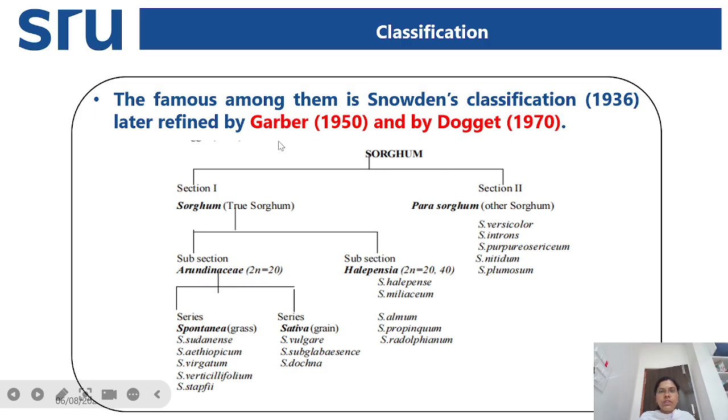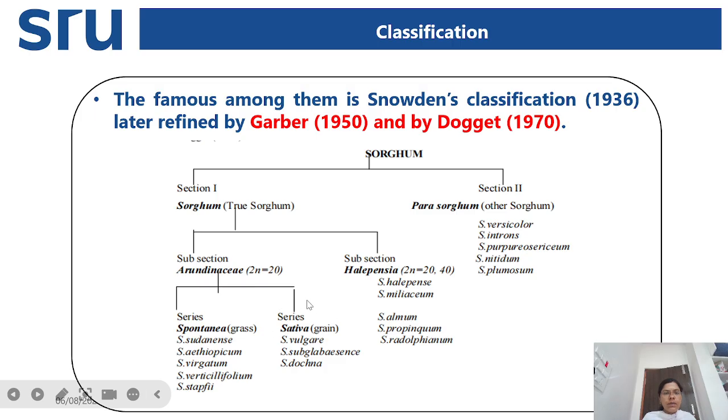The sorghum is first divided into two sections, that is Eu-sorghum, whereas Para-sorghum. In Eu-sorghum, again they are divided into subsections, that is Arundinacea, and next is Halepensia. And in Arundinacea, the subsection is again divided into two series, that is Spontanea, and next is Sativa.